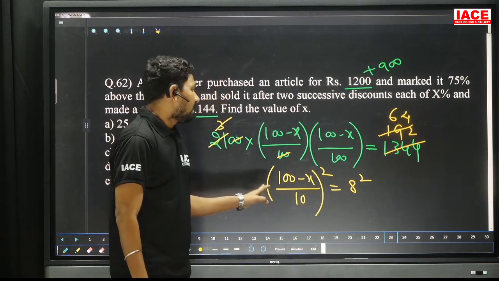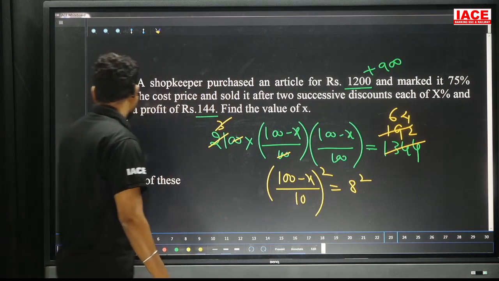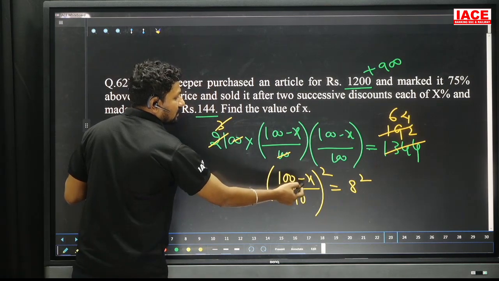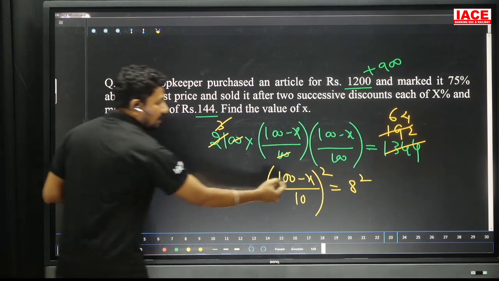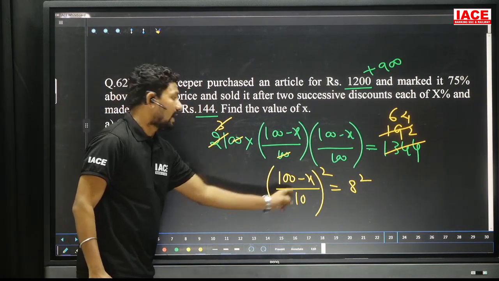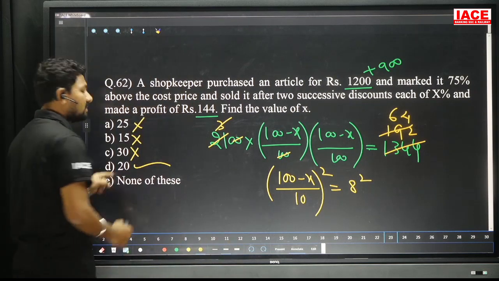So what value do we have to substitute to get 8 square? Look, I am substituting 25. 100 minus 25 you will get 75. You want to get 8, so this is wrong. And 15 is wrong and 30 is wrong. Go for 20. 100 minus 20 is 80. 80 by 10 is equal to 8. 8 square is equal to 8 square, LHS is equal to RHS. Which option is correct? 20.